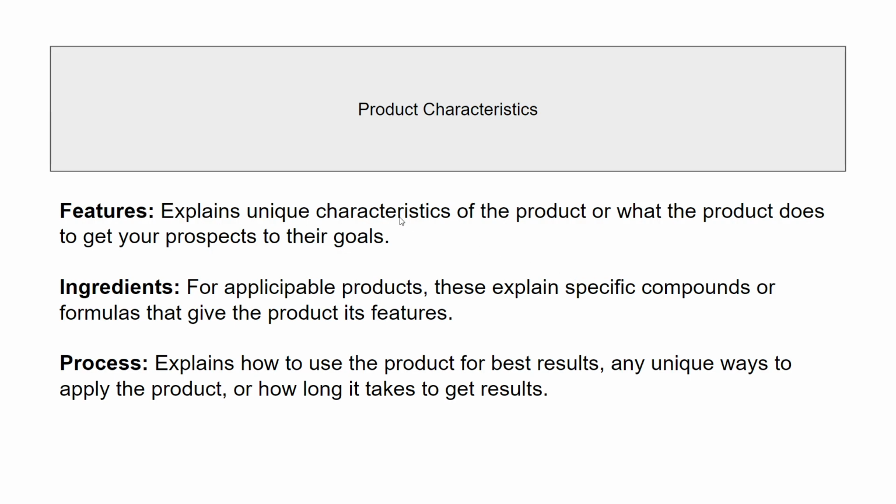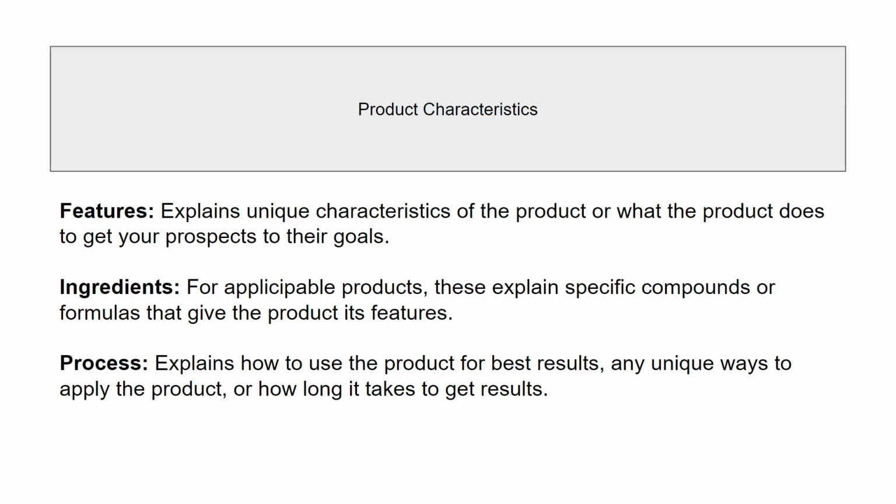So your features are unique characteristics of the product, or what the product does to get your prospects to their goals. Your ingredients. Now, not every product has ingredients that are worth mentioning, but many of them do, and in some cases it's the main selling point of the product, but it's a unique ingredient, a specific compound or formula that gives the product its features. The process explains how to use this product for best results, any unique ways to apply the product, or timelines, right? How long does it take to get results?